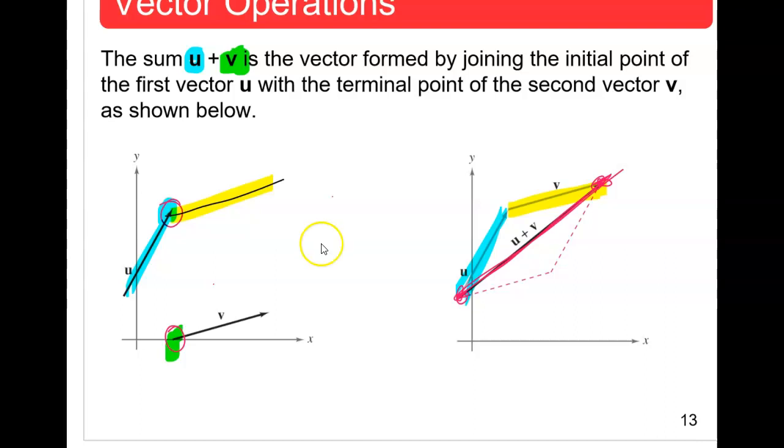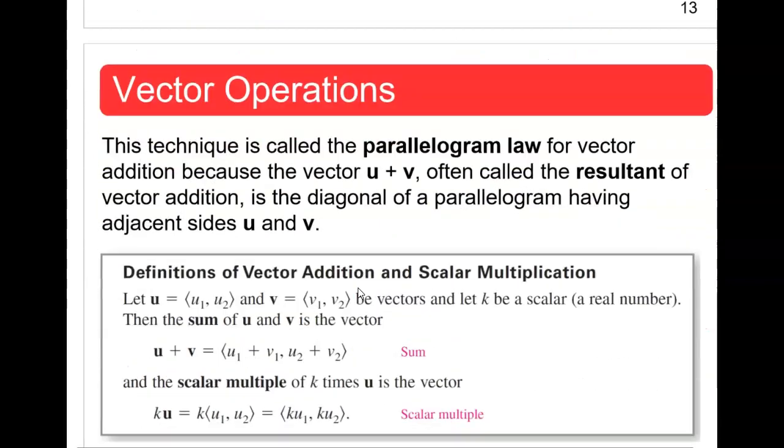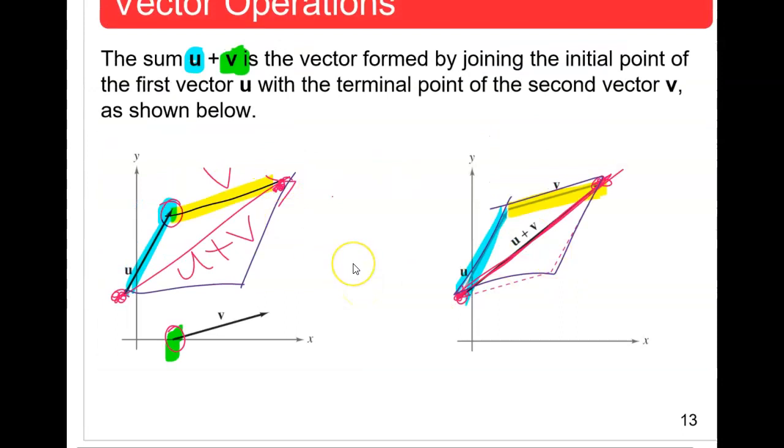So it will be like the initial point of u, and then draw a vector that stops here at the terminal side of vector v, and that will be our addition u plus v. And we call it the parallelogram rule because you could see that if you trace that, you do have a parallelogram. Now that will be the geometrical representation.